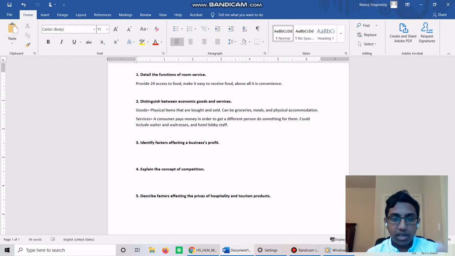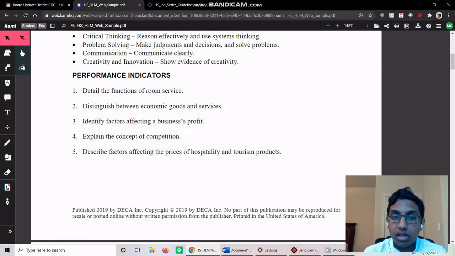Okay, and then I also gave a brief explanation about goods and services, goods being the physical items bought and services being different things a consumer can do. Essentially, when a person pays to have a different person do something for them, like waiters and waitresses or hotel lobby staff.